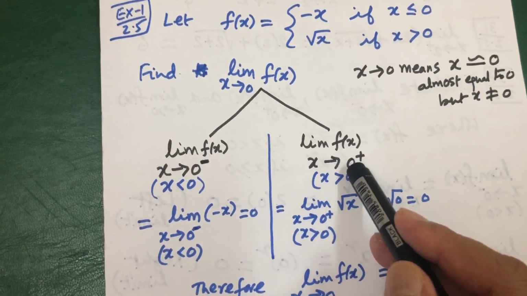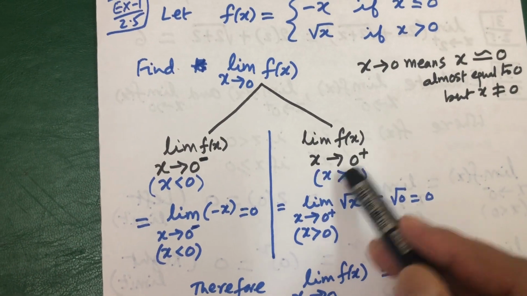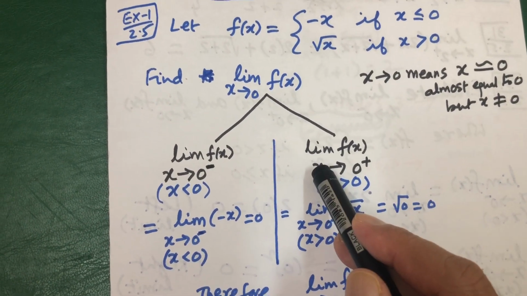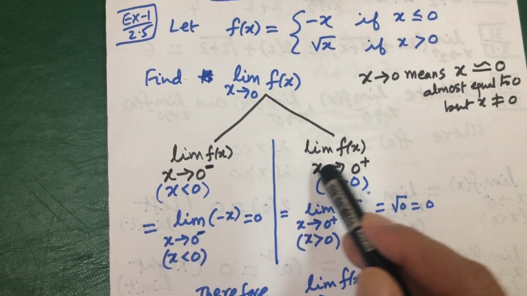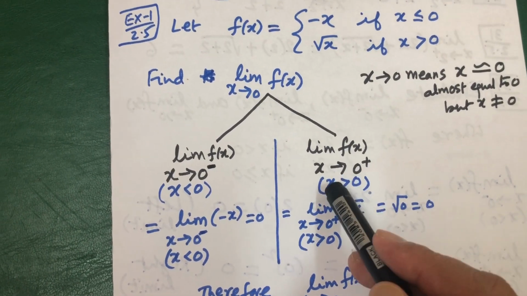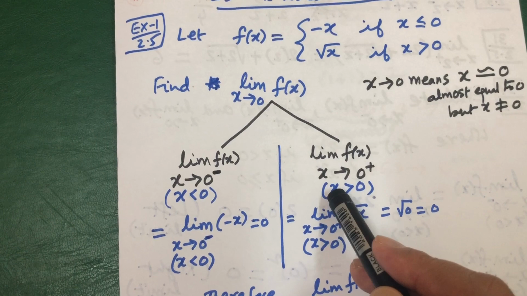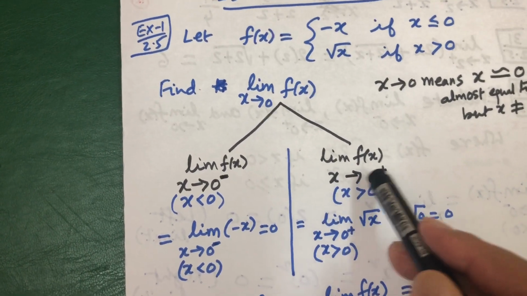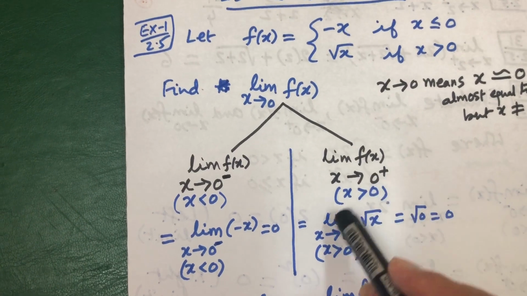What do you mean by x tends to 0 plus? I am writing the whole English in one word, x arrow 0 plus, meaning x is almost equal to 0 but not equal to 0, and x is after 0, x greater than 0. The whole language English I wrote in mathematics as x arrow 0 plus.